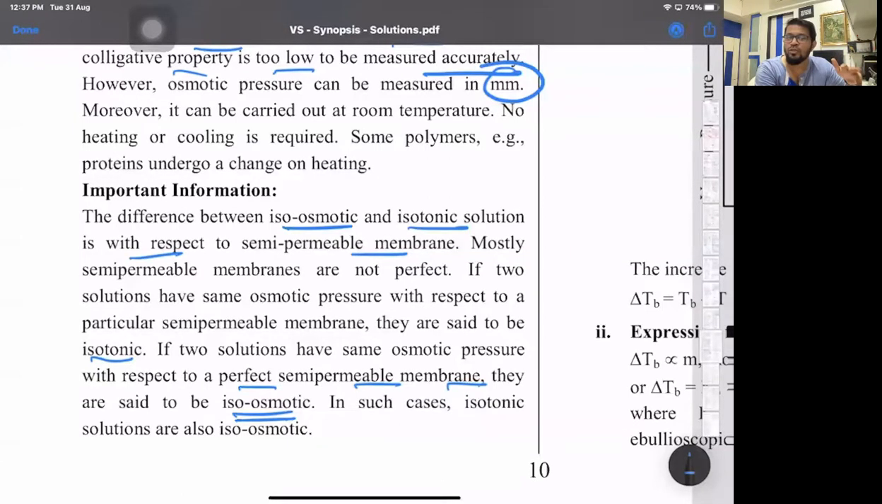Then only we will say that membrane is a good membrane. So if two solutions have the same osmotic pressure with respect to any membrane, that's the isotonic condition. But if they have the same osmotic pressure with respect to a perfect semi-permeable membrane, a perfect membrane meaning one which can resist pressure, then they are also said to be isoosmotic.